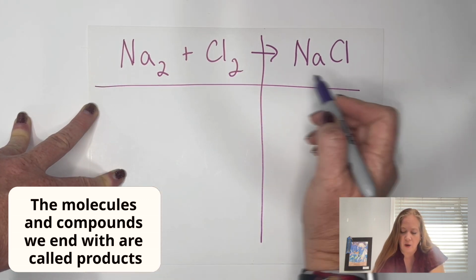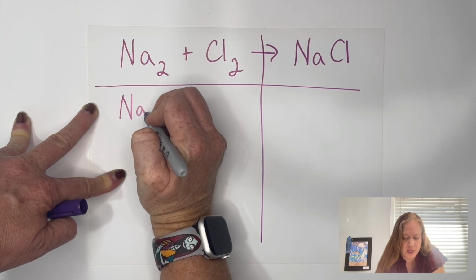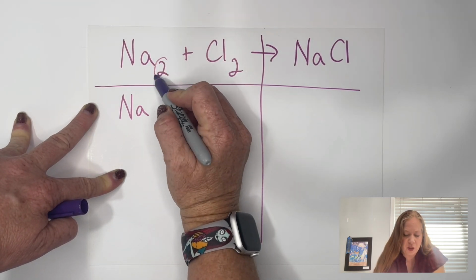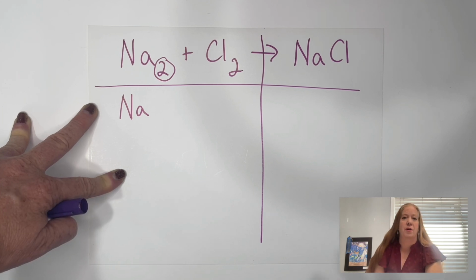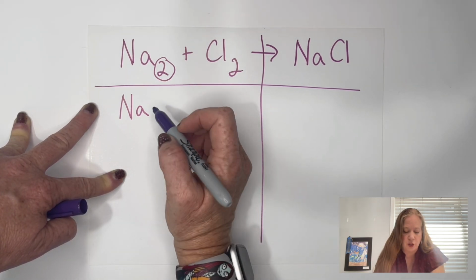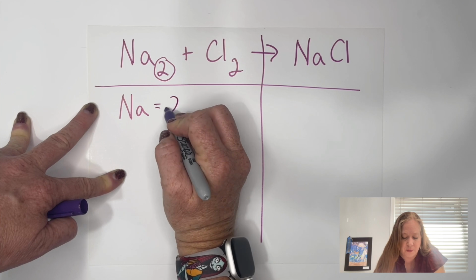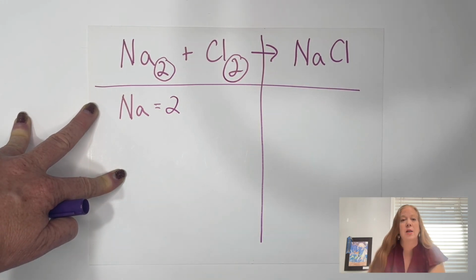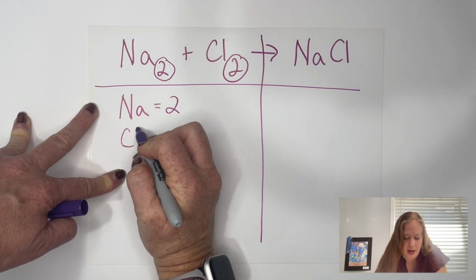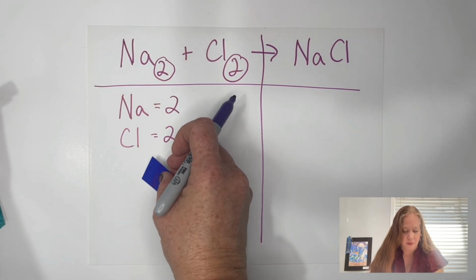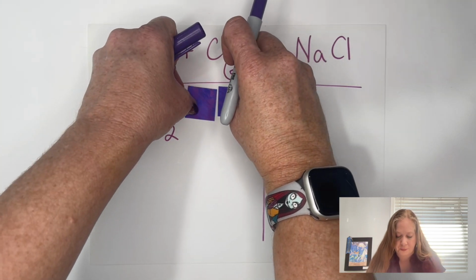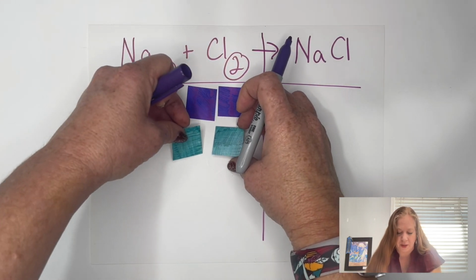So to help us out, let's go ahead and write down how many sodiums we have. Now, this 2 right here is called a subscript. And a subscript tells us how many atoms of the element are in that molecule or that compound. So we notice we have a 2 here, so there are 2 sodiums. There's also a 2 subscript next to the chlorine, so we have 2 chlorines. And we're going to represent the sodiums with these blue squares and these chlorines with these green squares.